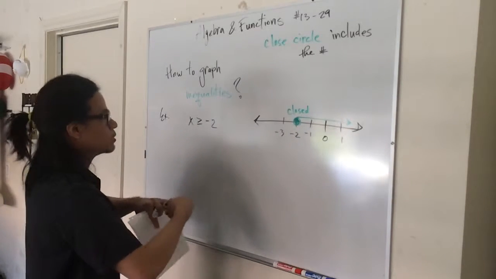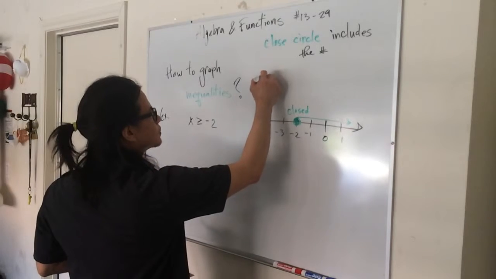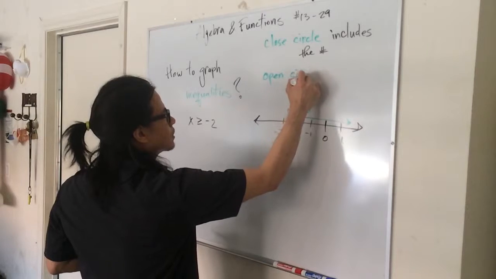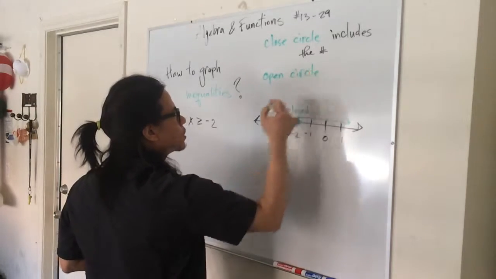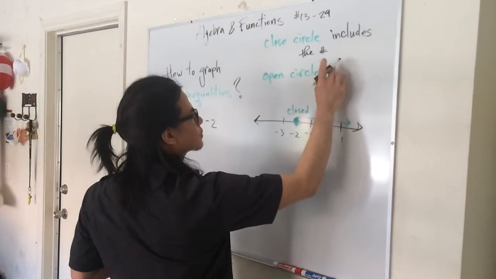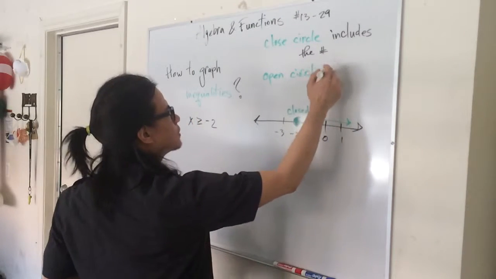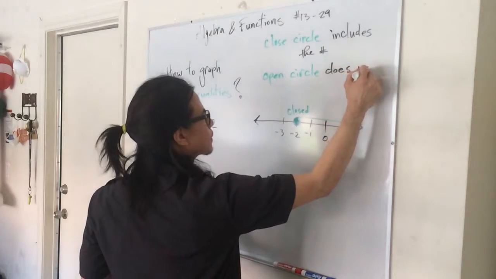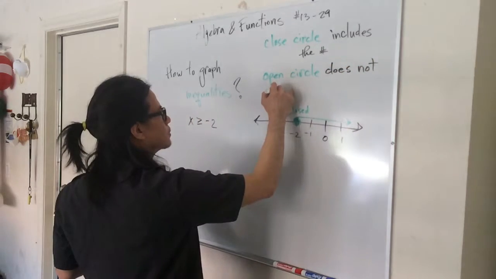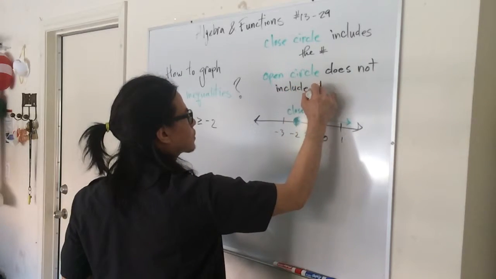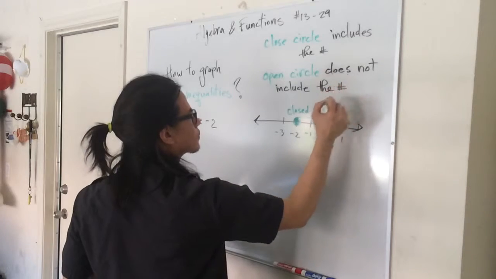Okay. Occasionally you might have an open circle. Since we're on this topic here, let's talk about it. If you have an open circle, we're going to show you an example here in just a bit. An open circle does not include the number. Okay.